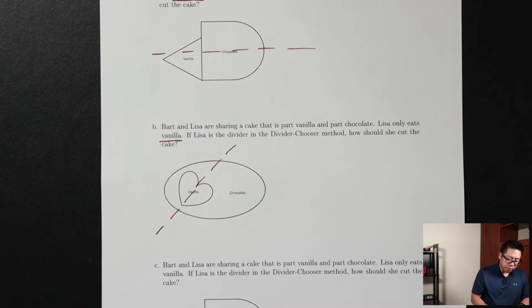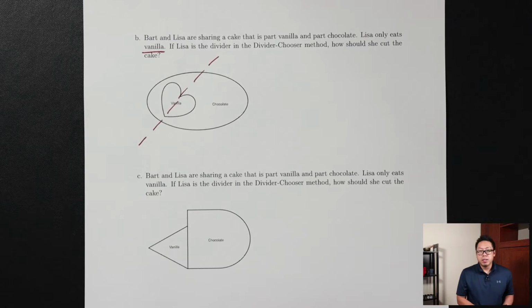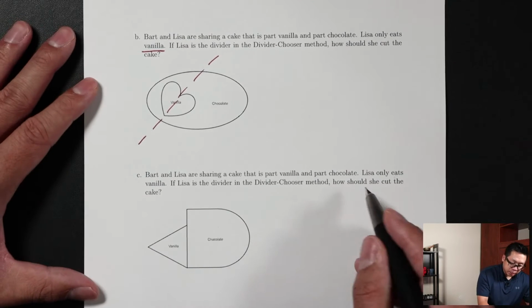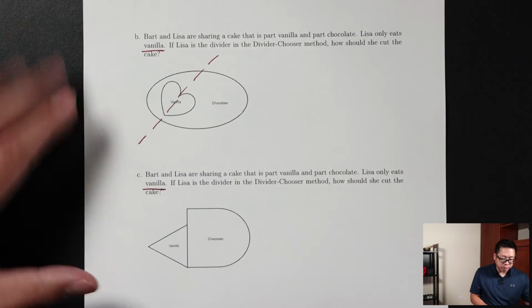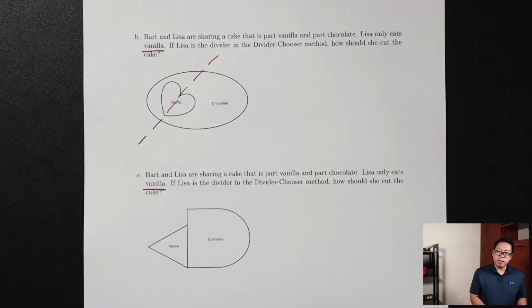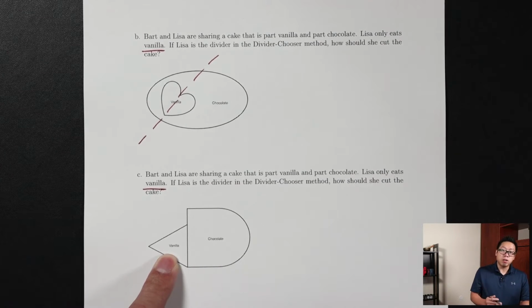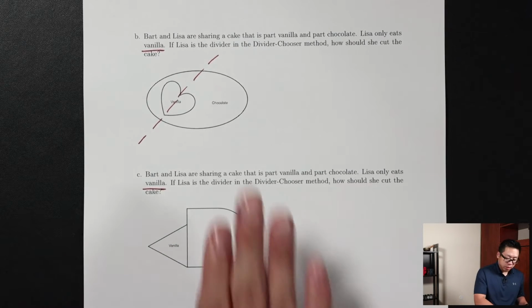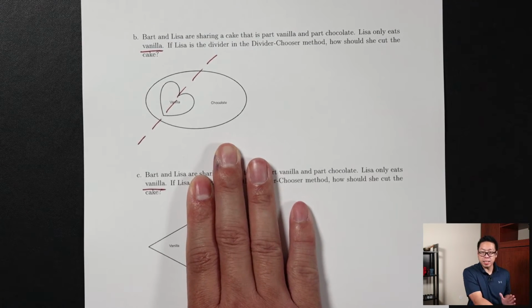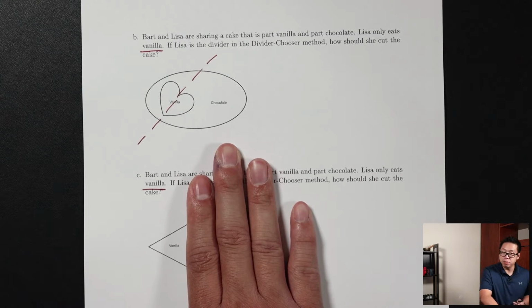Part C, same situation, sharing vanilla and chocolate. Lisa only eats vanilla. This time Lisa is also the divider. So Lisa only likes the vanilla, so let's only look at the vanilla piece. As a divider, her strategy should be to cut up this vanilla as evenly as possible. So ignoring the rest, how should she cut the vanilla so that it's as even as possible? So down the middle of the vanilla.